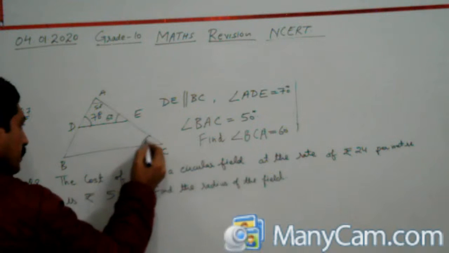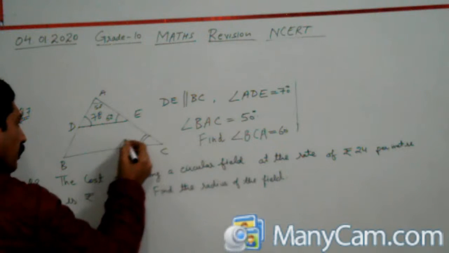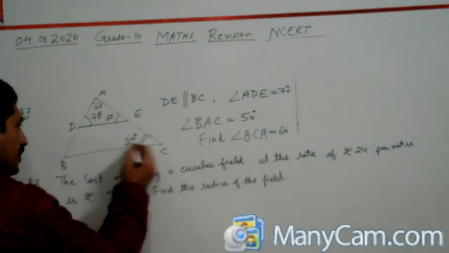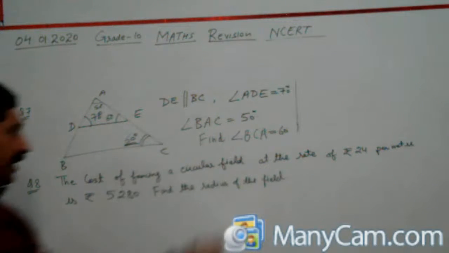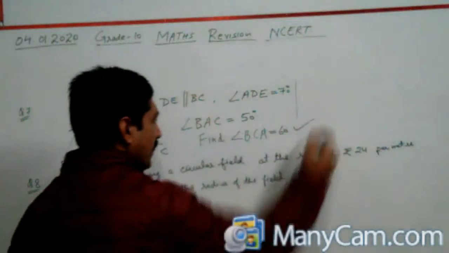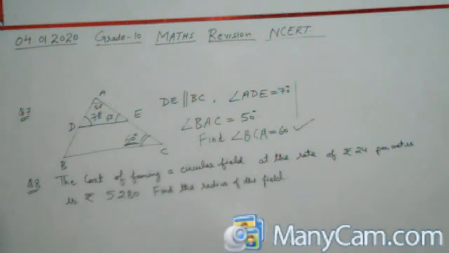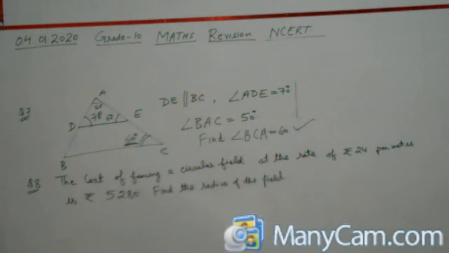Angles and properties: so these lines are parallel, alternate angles, so this angle is 60 degree, right? So this is the right answer, that is BCA is 60 degree. Then, find the radius of the field. Question number 8.